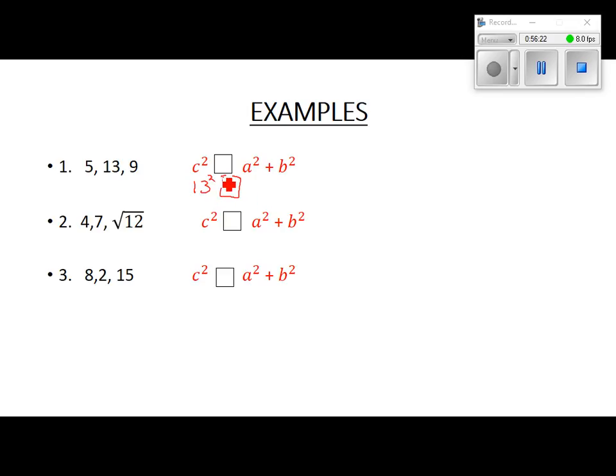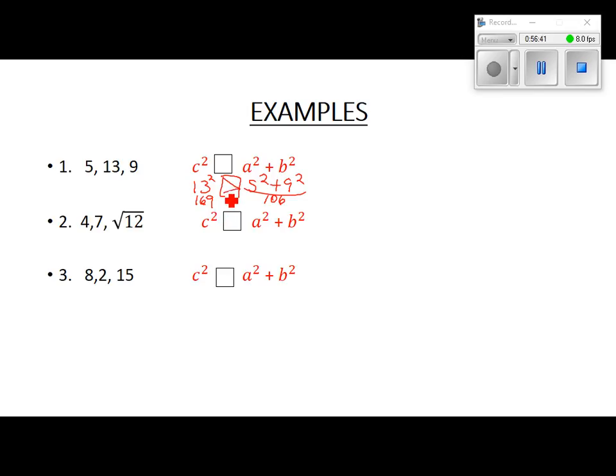What goes in place of A? 5. What goes in place of B? 9. Somebody do all that math right there for us. 106. What's 13 squared? 169. What symbol goes in here? Greater than.